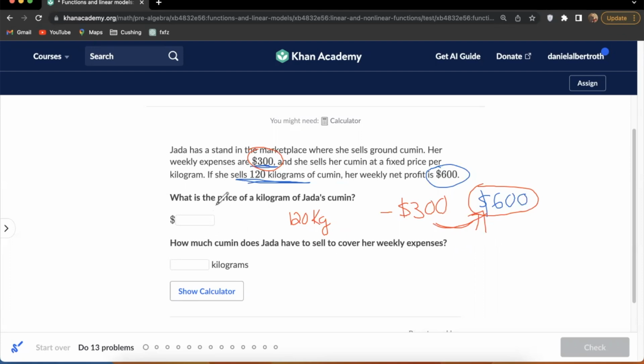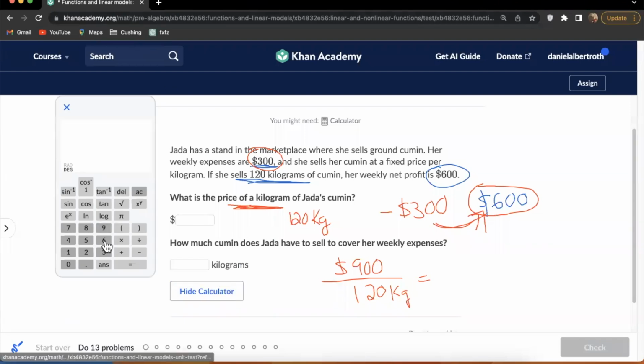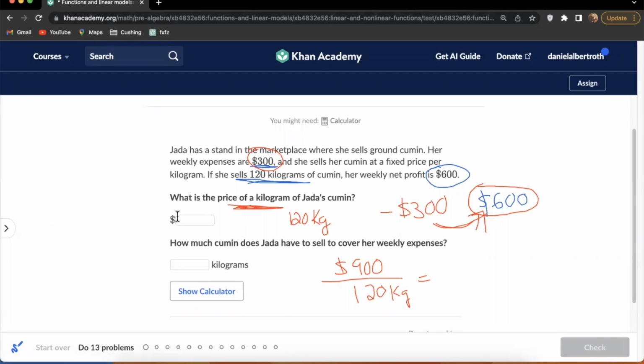So it's asking, what is the price of a kilogram? How many dollars per kilogram? So it's $900, and I'm going to divide it by 120 kilograms. This is going to tell me how many dollars per kilogram. So I'll show my calculator. That is 900 divided by 120, and it's going to be $7.50. So $7.50 per kilogram of cumin.